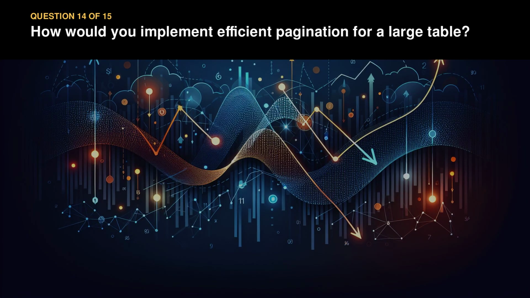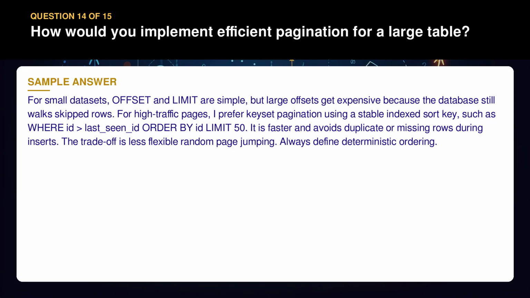Question 14. How would you implement efficient pagination for a large table? For small datasets, offset and limit are simple, but large offsets get expensive because the database still walks skipped rows. For high-traffic pages, I prefer key-set pagination using a stable indexed sort key, such as where ID greater than last seen ID, order by ID limit 50.